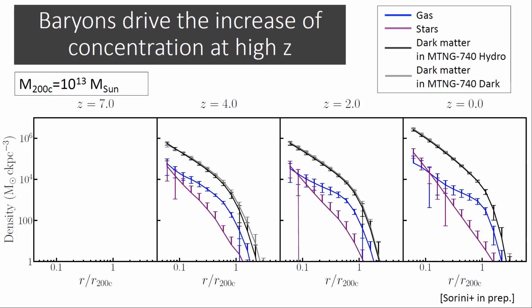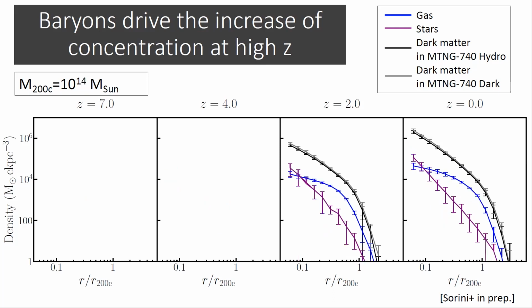And interestingly, we can see also that at later redshift, these gas density profiles for these more massive halos are less steep towards the center, and even more so when we consider 10 to the 14 solar mass halos. And again, in this case, where the gas density profile becomes less cuspy, also the dark matter profiles in the two runs are closer to each other.